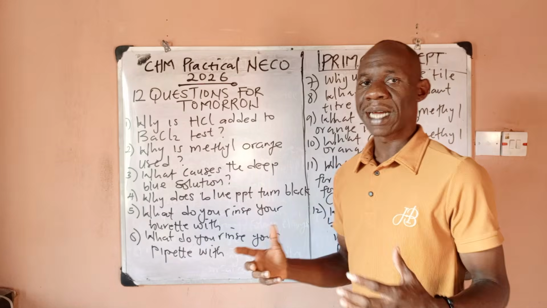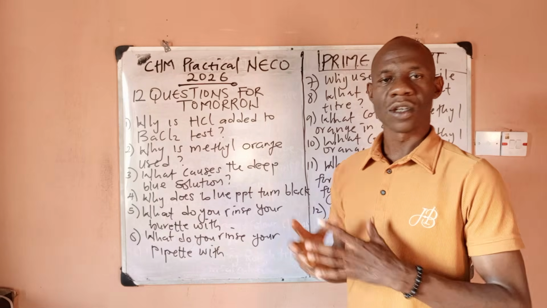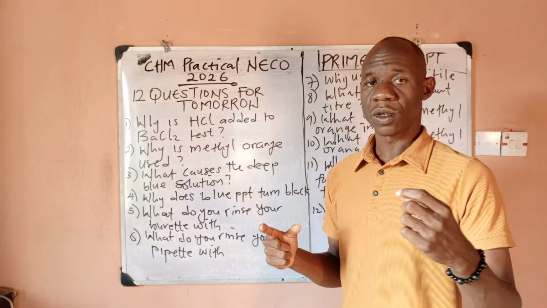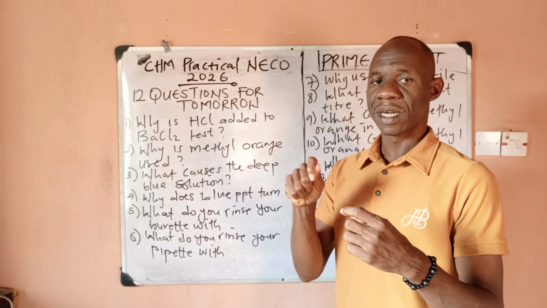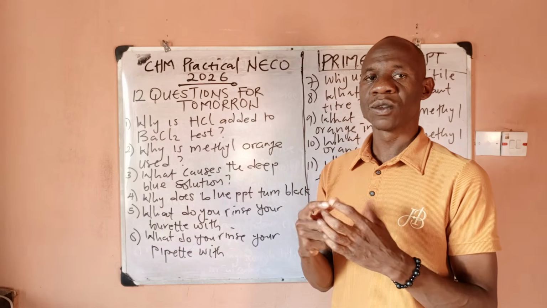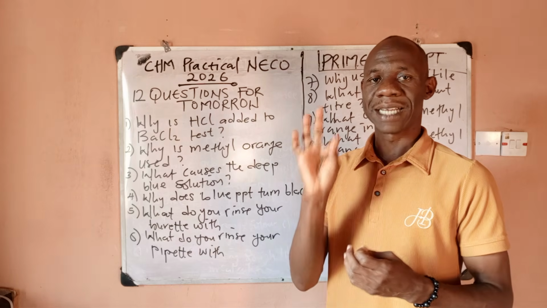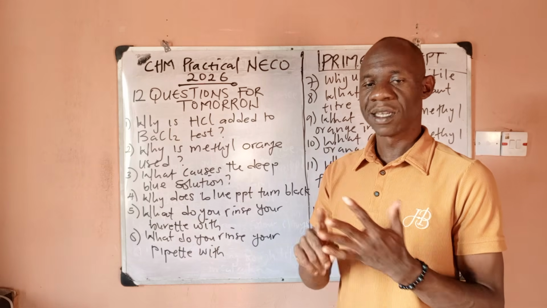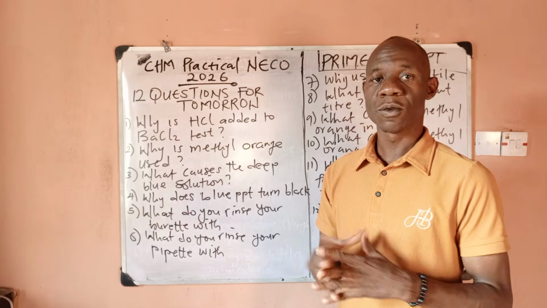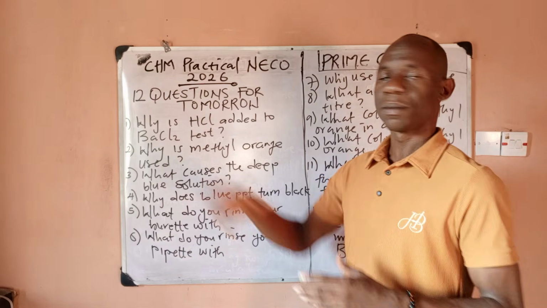The reason why you add HCl, remember in this salt analysis, they would ask you to add barium chloride to one portion of your solution. When you add barium chloride, you would notice a white precipitate, which is common for anions such as sulfate, sulfite, sulfide, and carbonate. They would give a white precipitate with barium chloride.